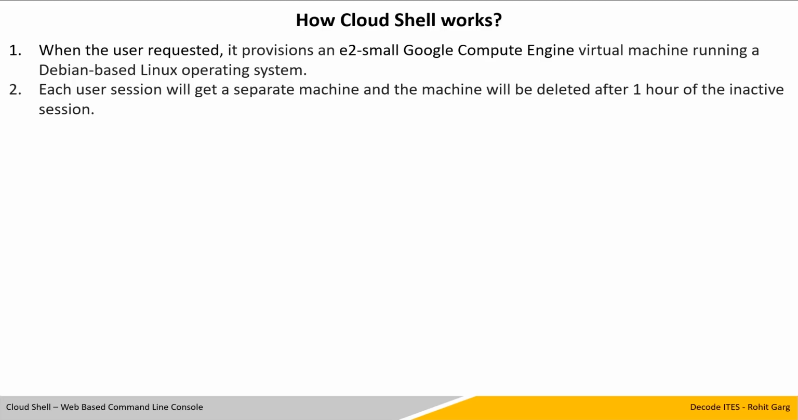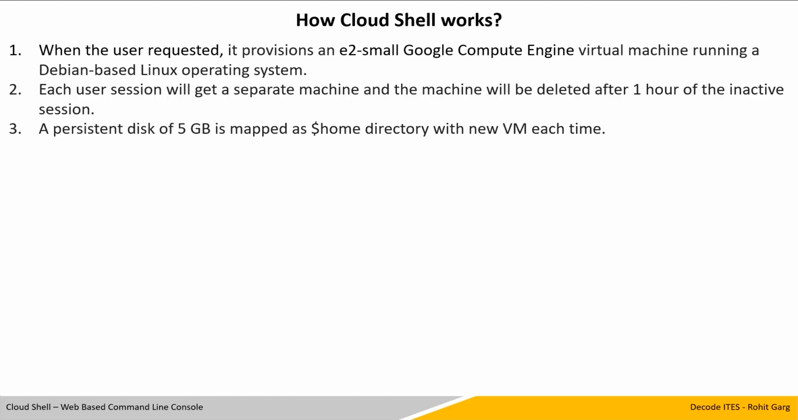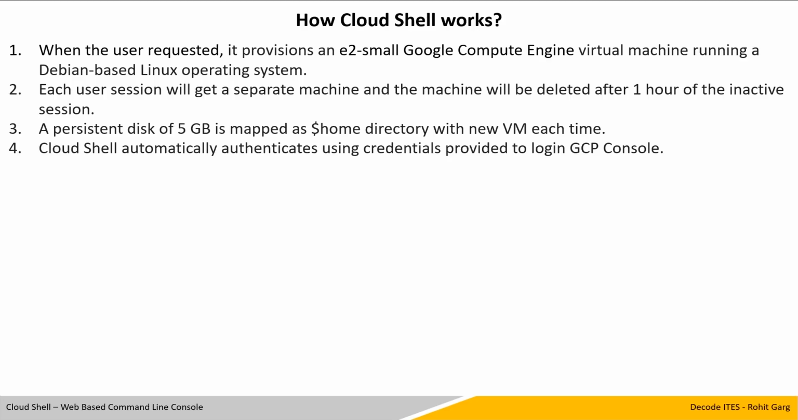That means in case 100 users are using Cloud Shell right now, Google will be running 100 different machines, one for each of them. A persistent disk of 5 GB is mapped as a home directory with each new VM. That means as and when a user requests, a new machine will be created and the persistent disk of 5 GB in which you have saved your data will be attached to that VM automatically.